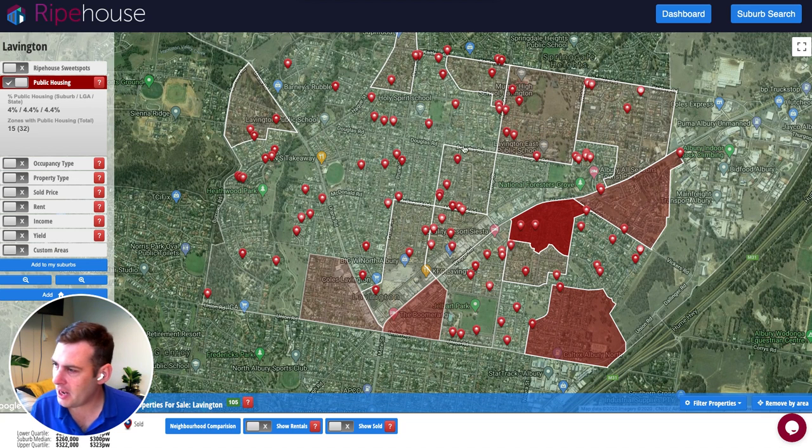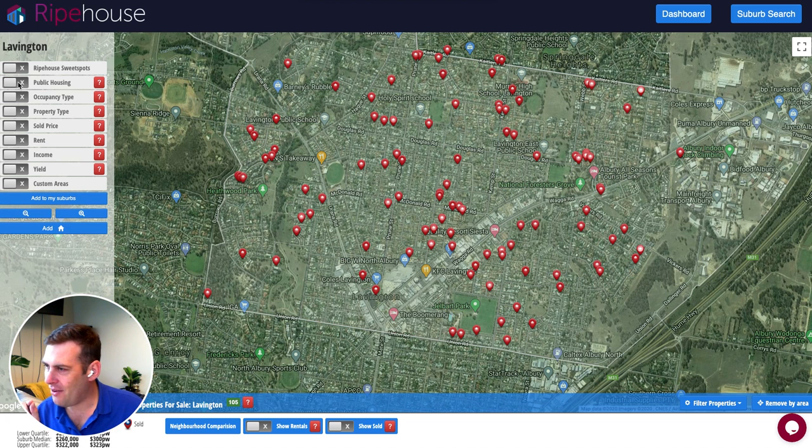Now, what we are seeing here are shaded areas. These are street areas of around 200 dwellings. The darker the red shading, we can see over here on the right that there's 4% public housing in the suburb, 4.4% in the local government area overall, and 4.4% in New South Wales overall. So this suburb has pretty much average levels of public housing.